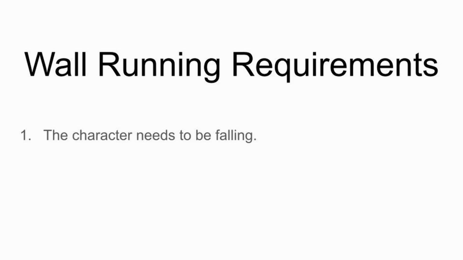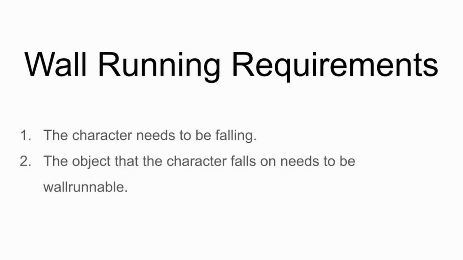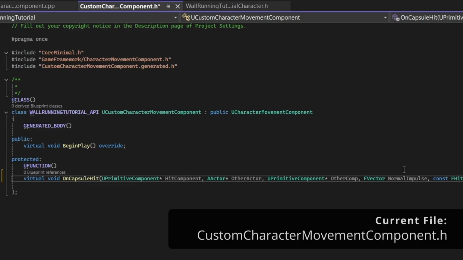Our next requirement is the object or wall that the character hits needs to be wall runnable. What I mean by this is your character shouldn't be able to wall run on every single object. I mean, they can, but I don't think it'll be ideal. If a bird flies by your character, they shouldn't be able to wall run on the bird, even though it'd be pretty funny. Let's work on the first requirement.